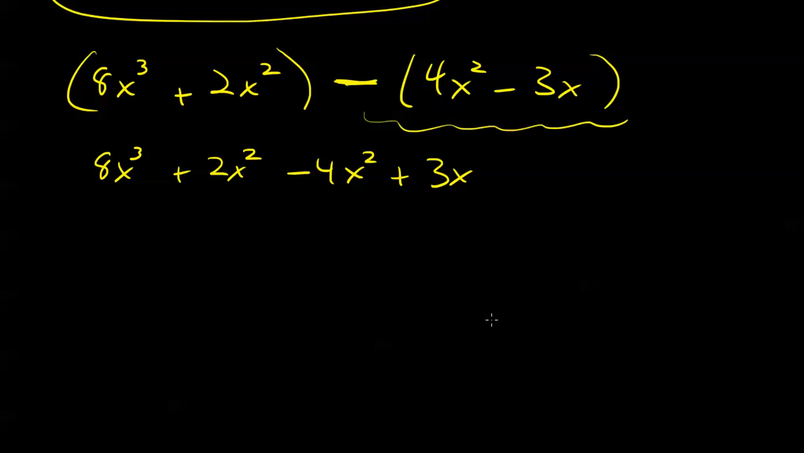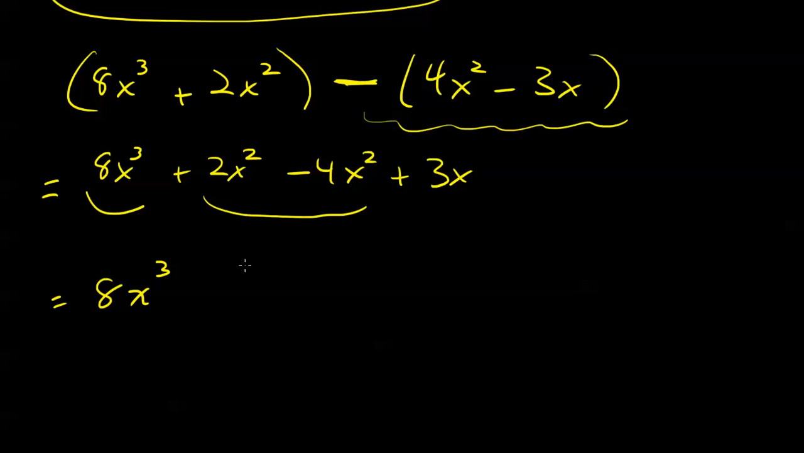And now I can look to combine some like terms. 8x cubed. Notice there are no other degree 3 terms in this polynomial. So I'll keep 8x cubed by itself. Doesn't combine with anything. Alright, 2x squared minus 4x squared.